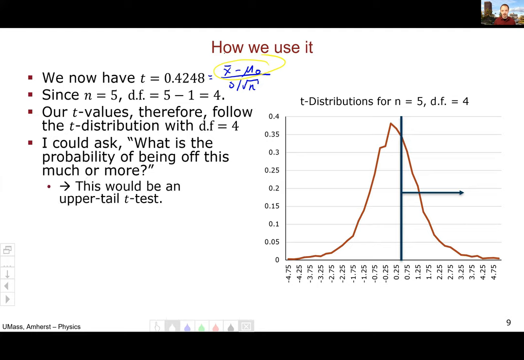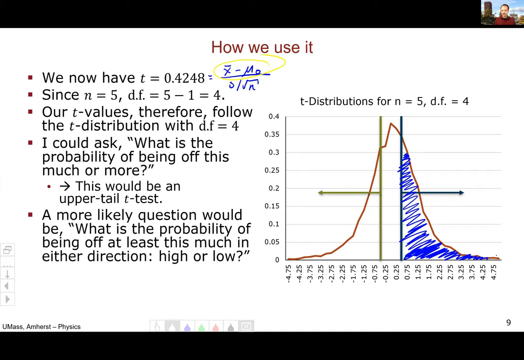This would be an upper-tailed t-test, and I would be looking at this area here. Remember, the area under the t-distribution is equal to 1, just like the normal. And so if I looked at that area, that would tell me the probability of being off by this much or more.